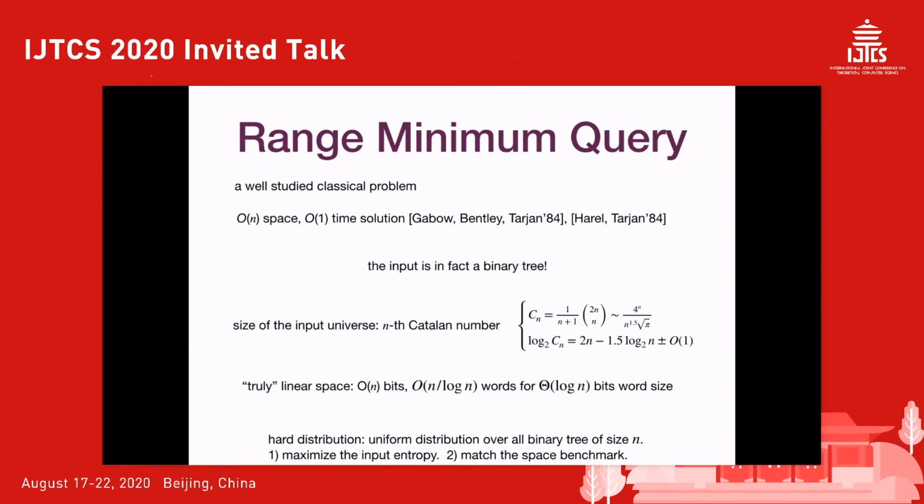Consequently, we choose the uniform distribution over all n-node binary trees as the hard distribution to prove the lower bound. It is because the setting maximizes the input entropy and matches the space benchmark.